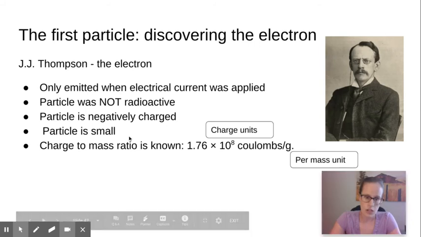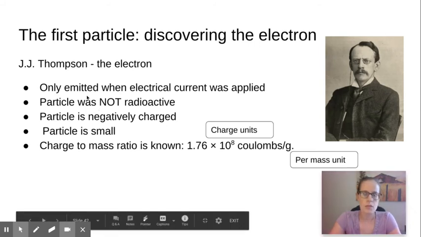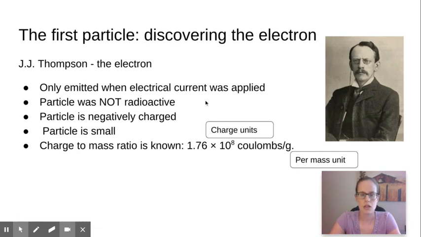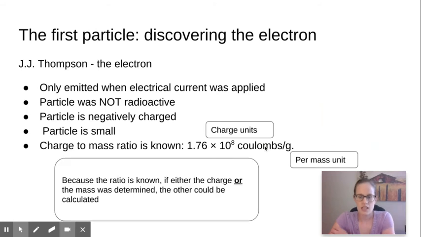This particle is not radioactive. It's only emitted when an electric current is applied. So the particle is in that electric current. The particle is negatively charged, and the particle is really, really small. The particle has a lot of electric charge per mass. So coulombs is a way to measure charge. It's a really big number, times 10 to the 8th. So it has a lot of charge per just 1 gram of it. You'll notice this is a conversion factor that lets you convert between coulombs and grams. So if you know how much mass you have, you can convert to coulombs, or if you know coulombs, you can convert to grams.